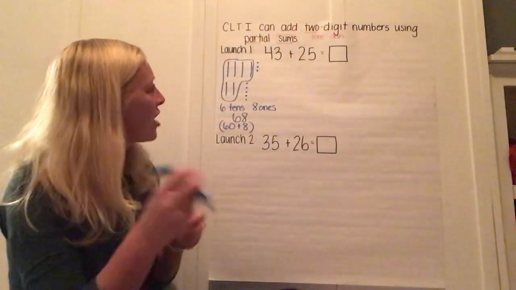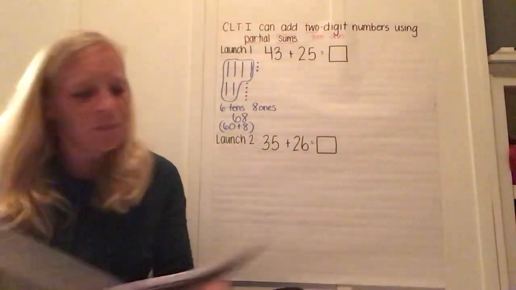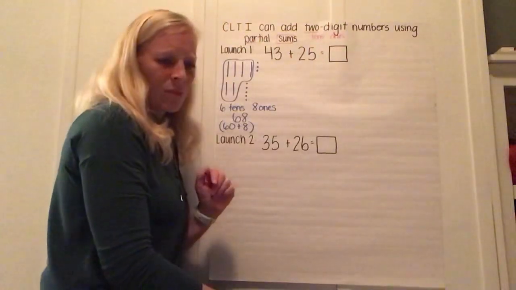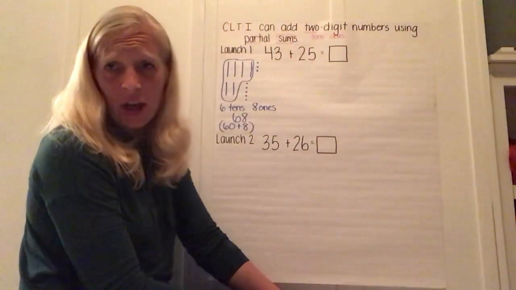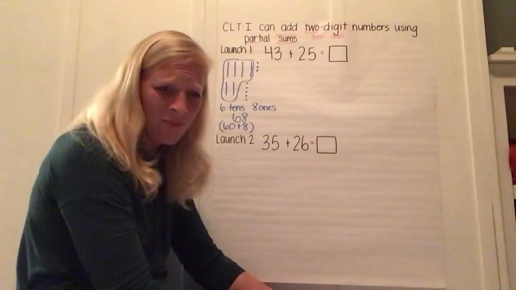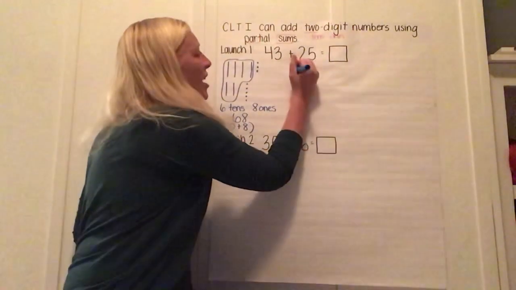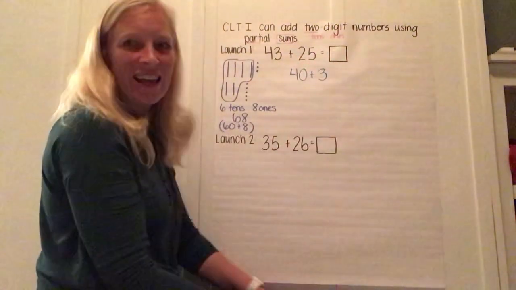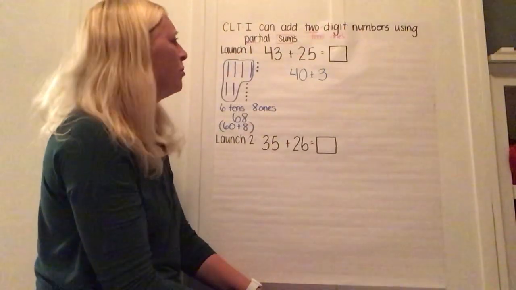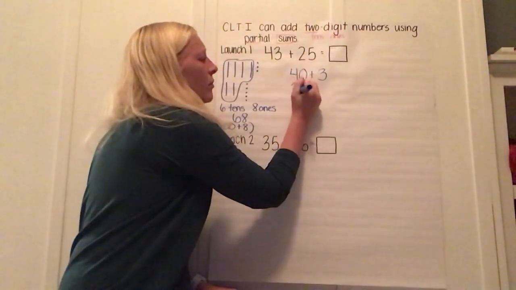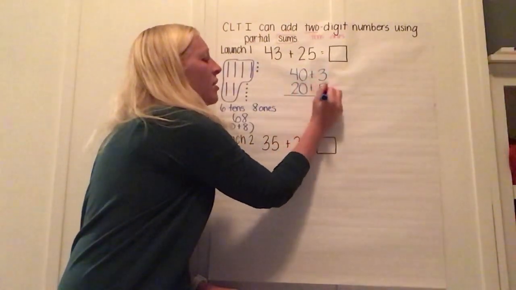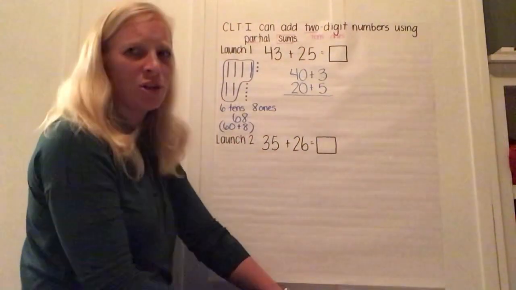Okay, friend over here, talking about what you did. Ooh, that looks a little different than what this friend did. What did you use? Remember, gosh, it seems so long ago when we were writing an expanded form. Yes, this friend just said, I know that 40 plus 3 equals 43. Then what did you do? 20 plus 5 equals 25. Okay, what did you do next?